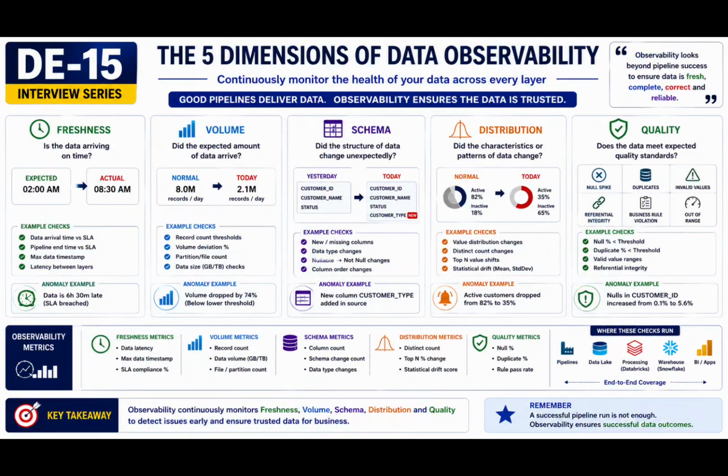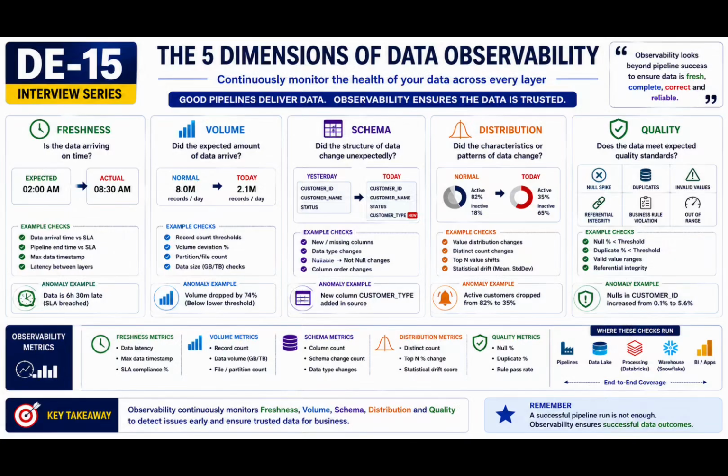Now let's discuss the 5 core dimensions we should monitor. These are extremely important in interviews. First one is freshness. Freshness answers, is the data arriving on time? Suppose the customer data set should be available by 2 am, but today it arrives at 8:30 am. The pipeline might technically complete successfully, but the business SLA has already been violated. So we have to monitor expected arrival time, actual arrival time, data timestamp, pipeline completion time, and latency between layers. If the freshness threshold is breached, we generate an alert.